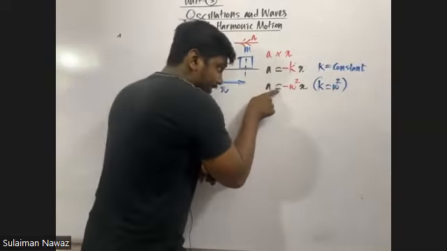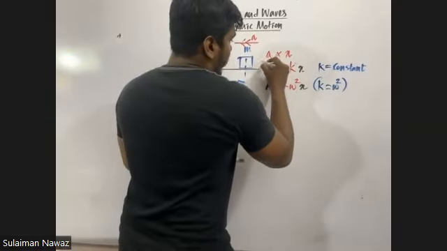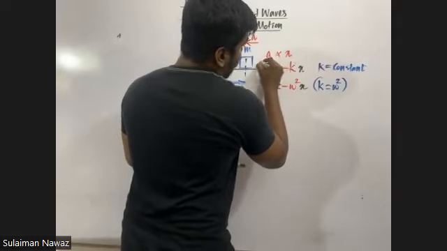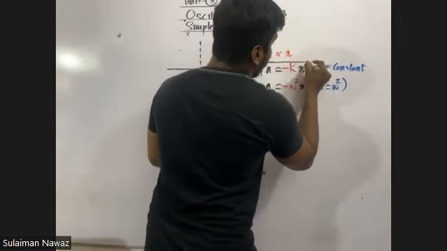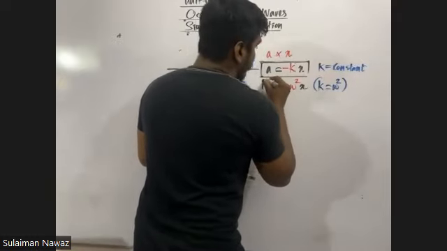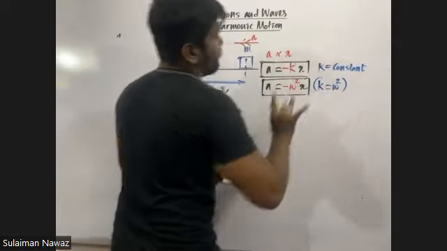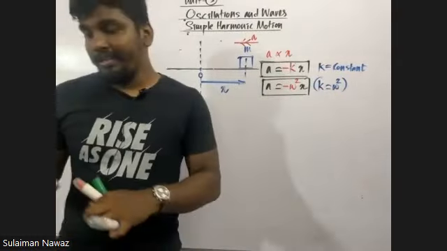This is the characteristic equation of simple harmonic motion. The characteristic equation of simple harmonic motion is a equals minus kx, or a equals minus omega squared x. Finish writing.